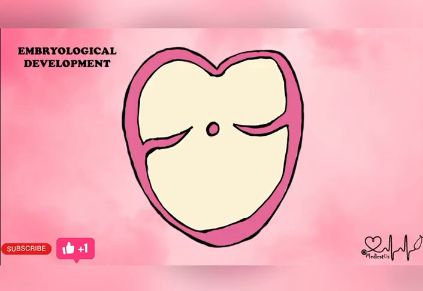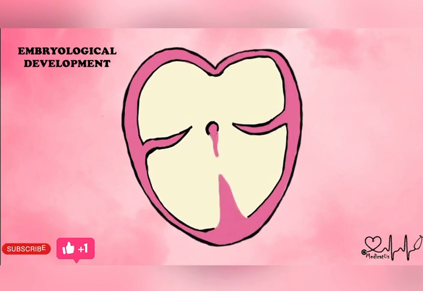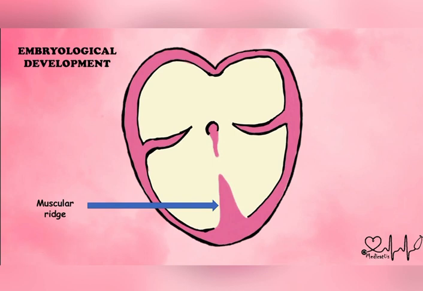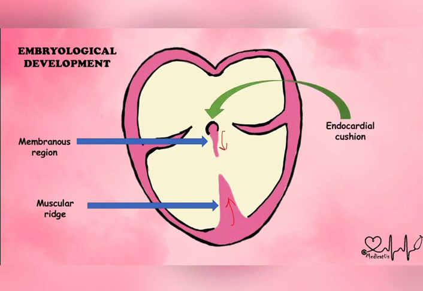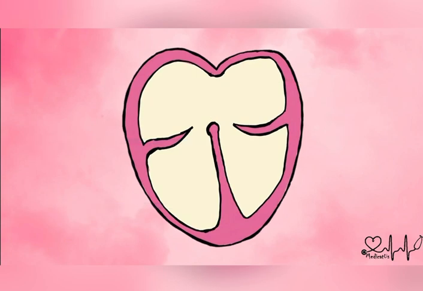Now let's take a look at the embryological development of the ventricular septum. The development of this ventricular septum starts from this apex, and it grows like this. It starts from this muscular ridge, and this muscular ridge goes upward to this membranous region, and this membranous region grows downward from this endocardial cushion, and they form two separate chambers.